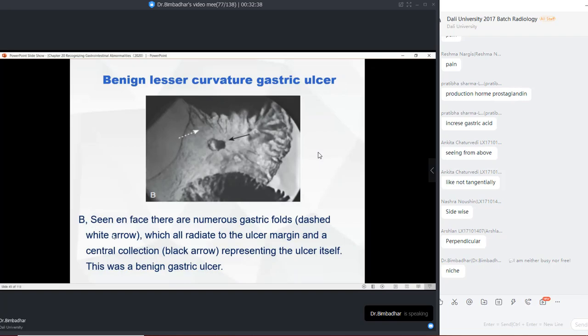And here in an en face view, whenever there is an ulcer, you have to see that there is another specific radiographic sign. If you can remember the process of wound healing, maybe it is hard to imagine for you guys, but let me show you how it looks.